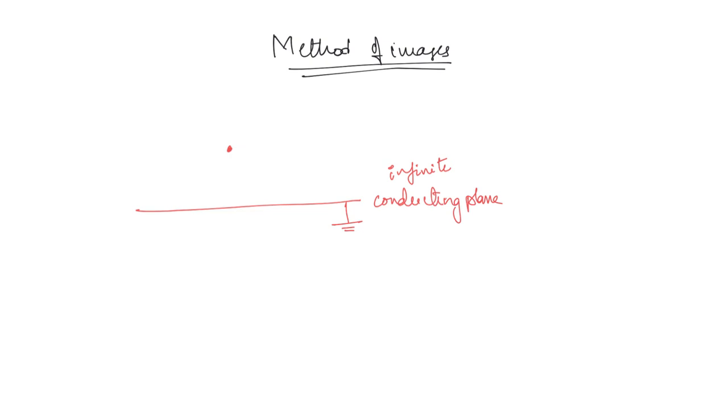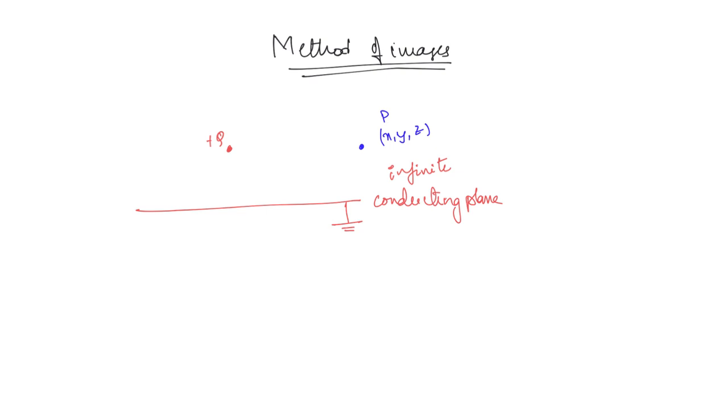In this case, this is a charge Q. If you want to find out some electric field or potential at some other point, say P at x, y, z, then how do you do this? How do you find the electric field or the potential at point P? For that we are going to use the method of images. So what does it say?